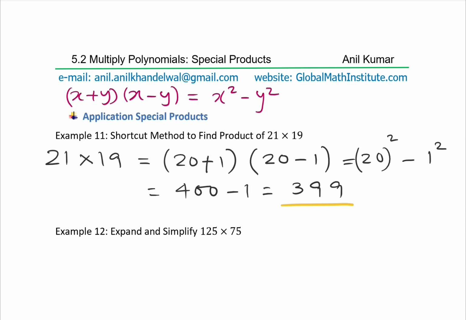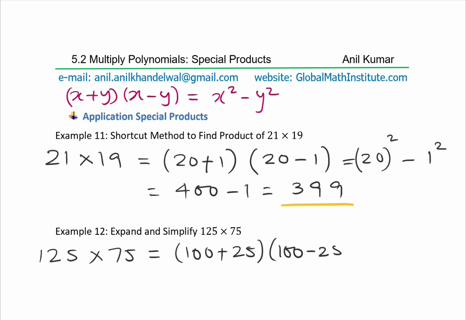Next example is slightly bigger numbers. Expand and simplify 125 times 75. Well, I would like you to pause the video and answer this question. 125 is 100 plus 25, right? And 75 is 100 minus 25. And that should be equal to 100 square minus 25 square. And 100 square means 10,000. Minus 25 square is 625, which most of us know, right?